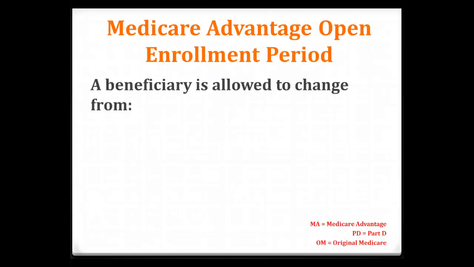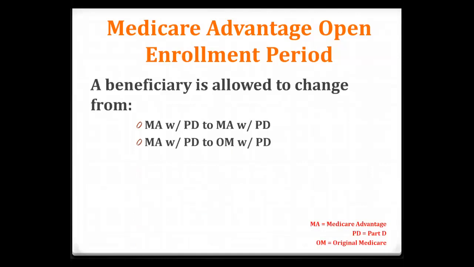During this time, January 1st to March 31st, a beneficiary is allowed to change from a Medicare Advantage plan with a drug plan to another Medicare Advantage plan with a drug plan, to Original Medicare with a drug plan, and from Original Medicare with a drug plan to a Medicare Advantage plan with a drug plan, to a Medicare Advantage plan only plan. That means the Medicare Advantage plan does not have drug coverage, so an MA plan only.